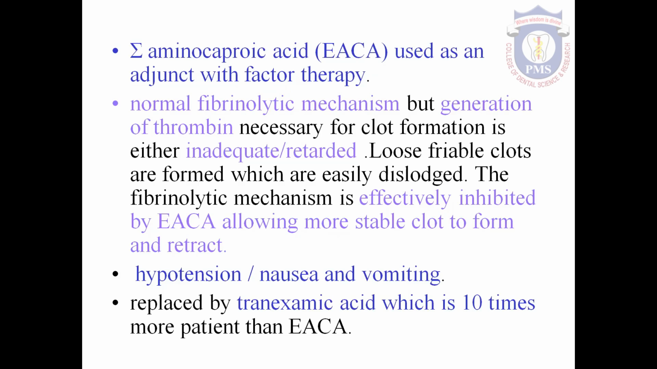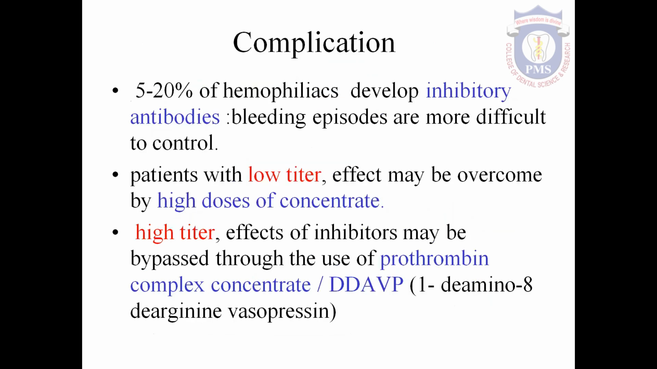Then another supportive agent is tranexamic acid. This is 10 times more effective than epsilon aminocaproic acid. What are the complications that you face in hemophilia? 5 to 20% of hemophilics develop inhibitory antibodies. So when these bleeding episodes occur often, in 5 to 20% of these patients, they develop antibodies. And if these inhibitory antibodies are developed, bleeding episodes are more difficult to control.